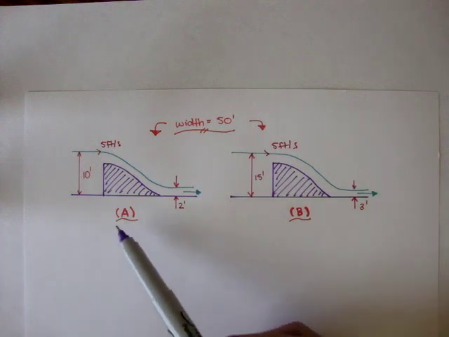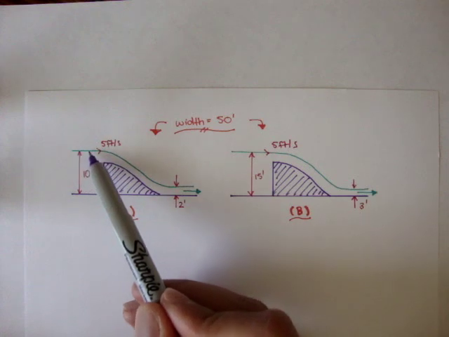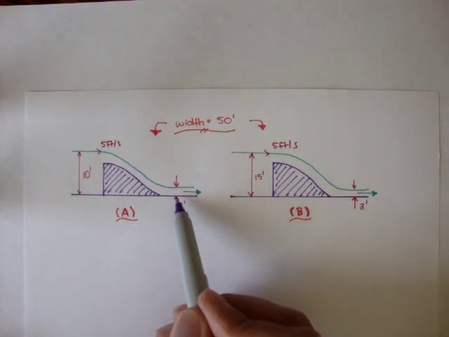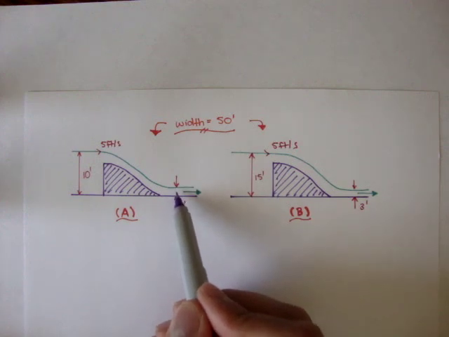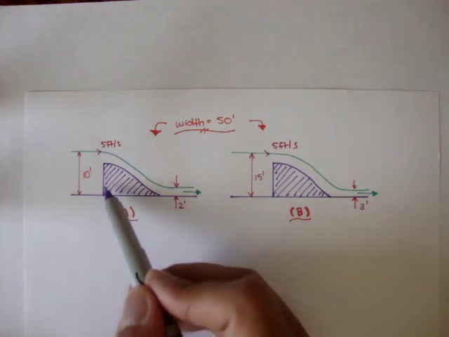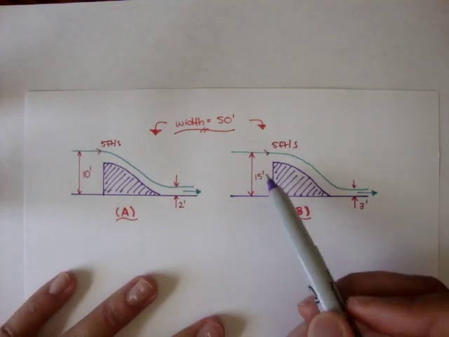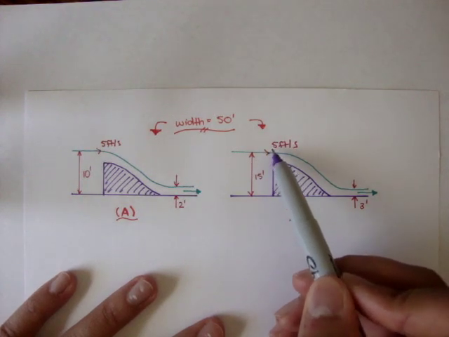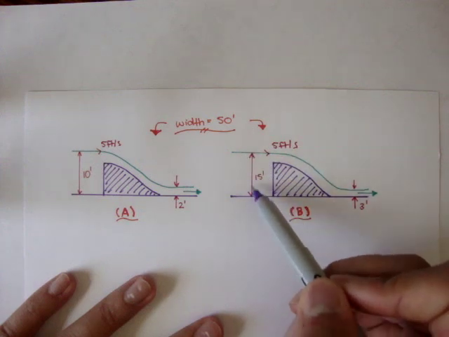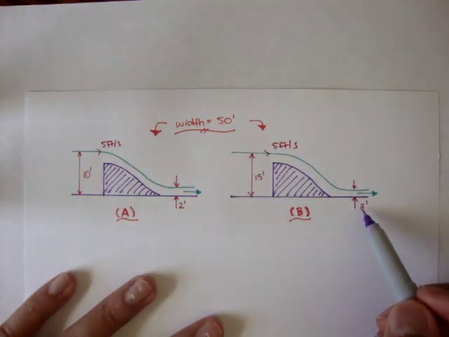In scenario A, the water height is 10 feet up here and it's traveling at 5 feet per second, and goes down and creates a smaller depth, only 2 feet high here. So it goes from 10 feet to 2 feet after this little stopper thing. And in scenario B, the velocity is the same, still 5 feet per second, but the height of the water here is 15 feet instead of 10 feet, and the smaller portion is 3 feet.